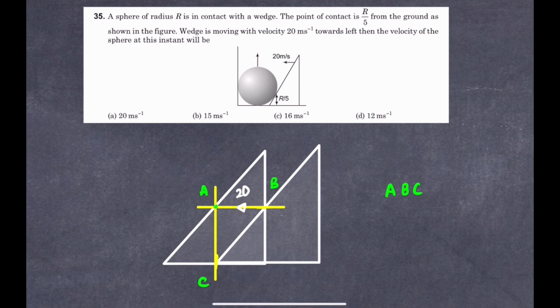And the sphere is moving upward. So on which side of the triangle ABC will we plot the velocity of the sphere? We will plot the velocity of the sphere on the side AC. Suppose the velocity of the sphere is V, so over here we will get V. Now suppose this wedge has an angle theta, so this angle will be theta.